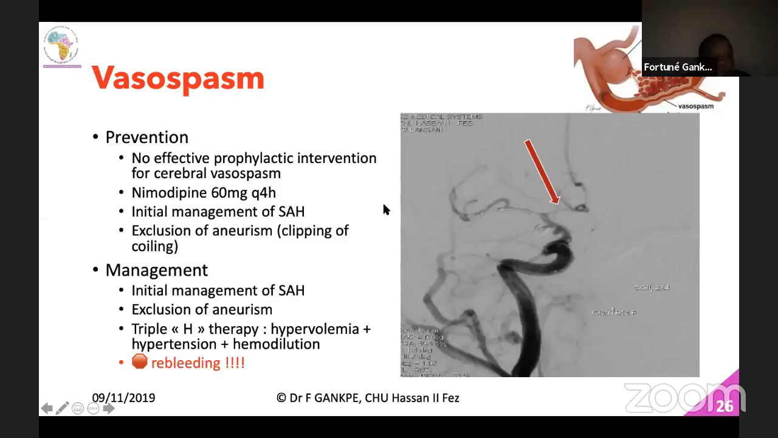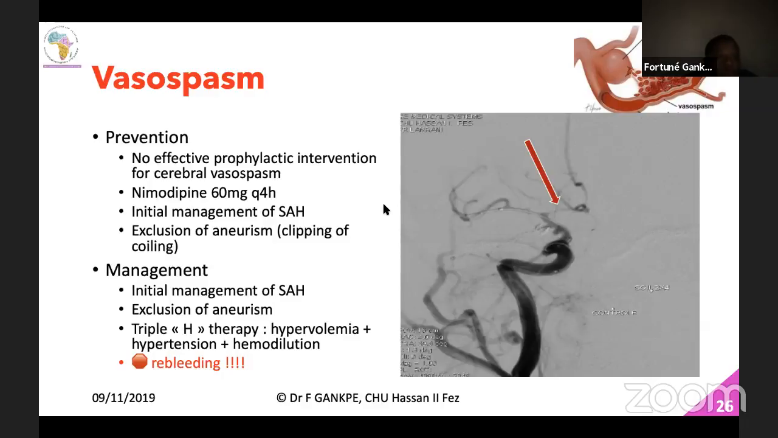How to prevent the vasospasm? There is no effective prophylactic intervention for cerebral vasospasm, but some molecules can be used, for example nimodipine, 60 milligrams every 4 hours. The initial management of subarachnoid hemorrhage should be done, and also the exclusion of the aneurysm, clipping or coiling, favors the prevention of the vasospasm.